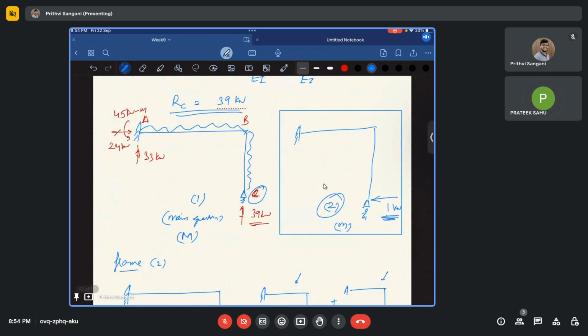For this question, you just find out delta C. Because you remove this support, you give RC, and you find out the delta C. So delta C1 plus delta C2 should be 0. From that you can find out RC again, like how we have found out here, right? 39 kilonewton. In similar terms, you can find out RC there.